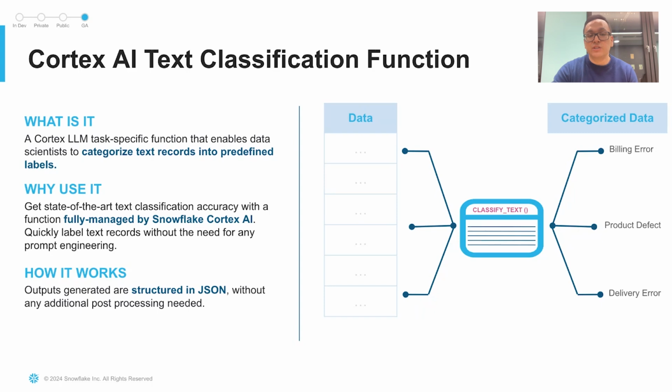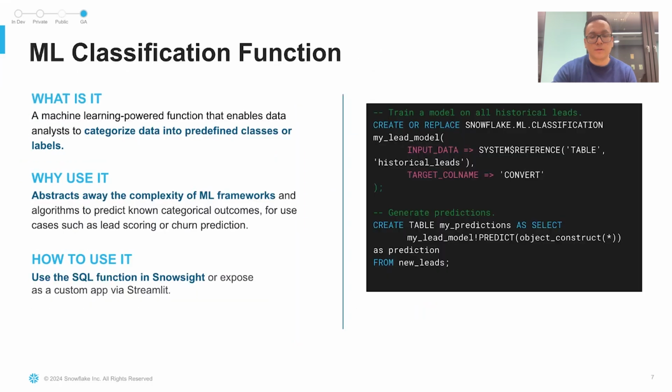And because our data engineers told us that they want to easily integrate the results into their data workflows, it consistently outputs results in JSON. Then, to help customers build predictive models for churn prediction, buy prediction, or let's say credit card fraud detection, we built the machine learning classification function.